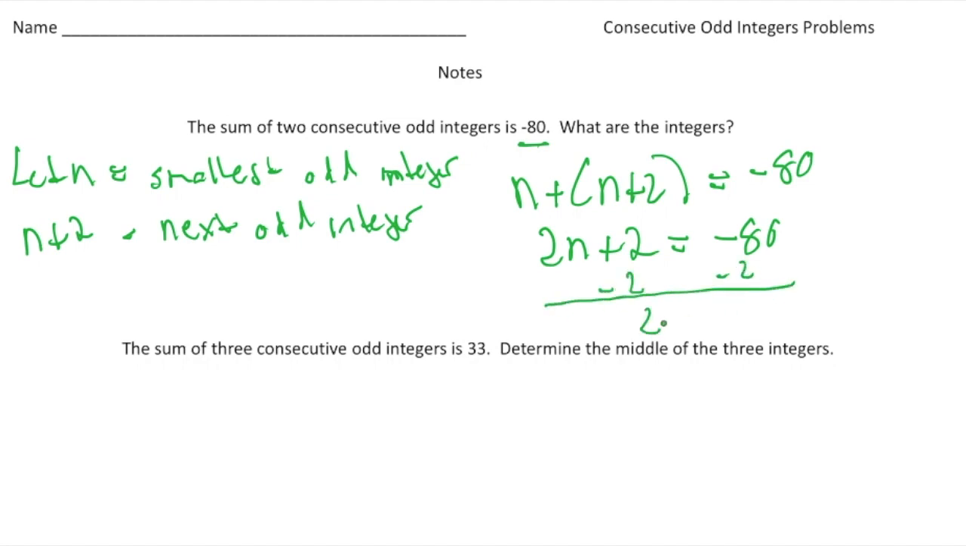Okay, so 2n equals negative 82. And then divide both sides by 2. It's a little messy, but you get the idea. And n is going to equal negative 41. Alright, so we're almost done here.